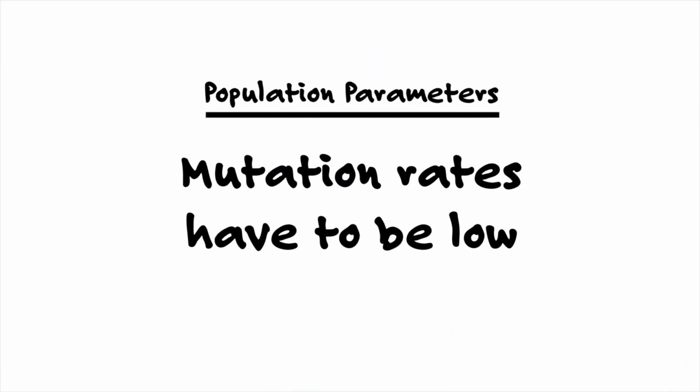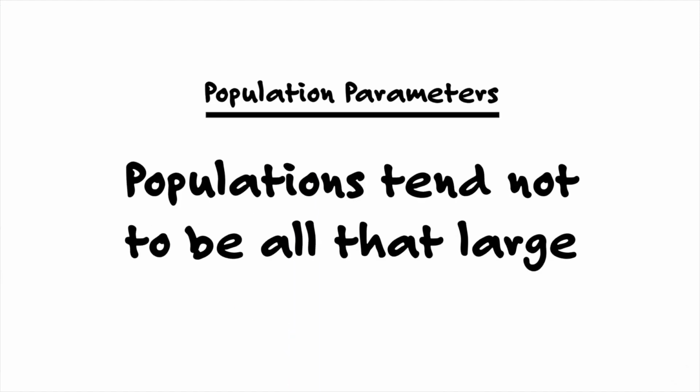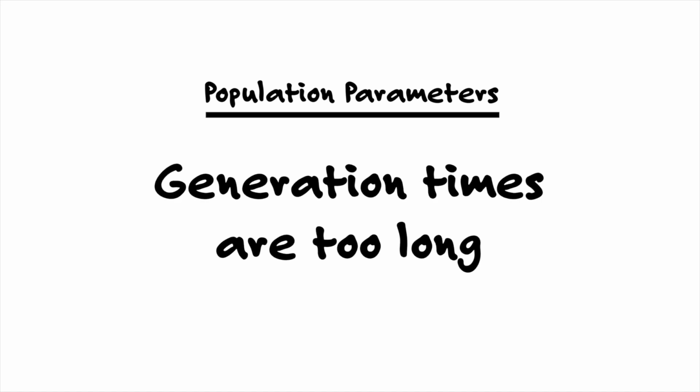What are the challenges in terms of parameters when you look at a population? One of them is that mutation rates have to be low. Another one is that populations tend not to be all that large. And another challenge is that generation times can be so long that there's quite a bit of time between one generation and the next. So let's look at mutation rate.